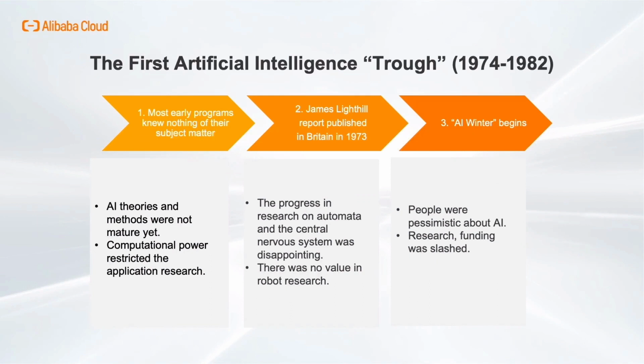1974 to 1982 was the first low point of artificial intelligence. Because the theory and method of artificial intelligence were not complete and computing ability restricted the application research, the goal of artificial intelligence was difficult to achieve. In addition, in 1973, the Lighthill report mentioned that the disappointment felt may be analyzed into 2 kinds: work in the advanced automation and computer-based CNS.